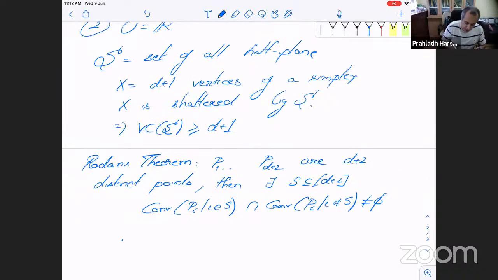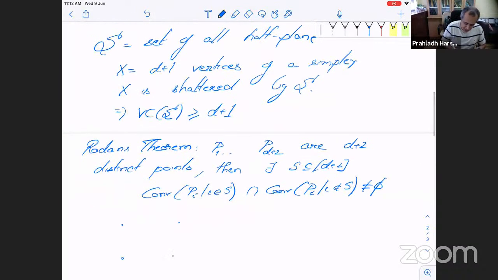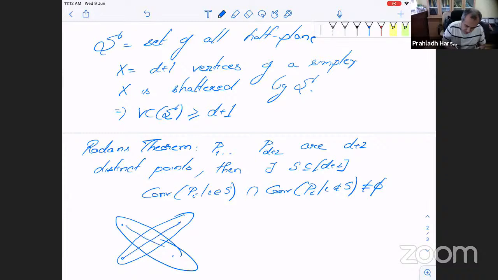Notice this is what happened in the square case. These 2 points and these 2 points, their convex hulls, which were these lines, have a point of intersection. And that point was the one that messed things up. The reason we say that 4 points cannot be shattered is this one, and Radon's theorem tells you the same thing. Give me any D plus 2 points, I can split them into 2 parts such that the convex hulls of the 2 parts intersect.